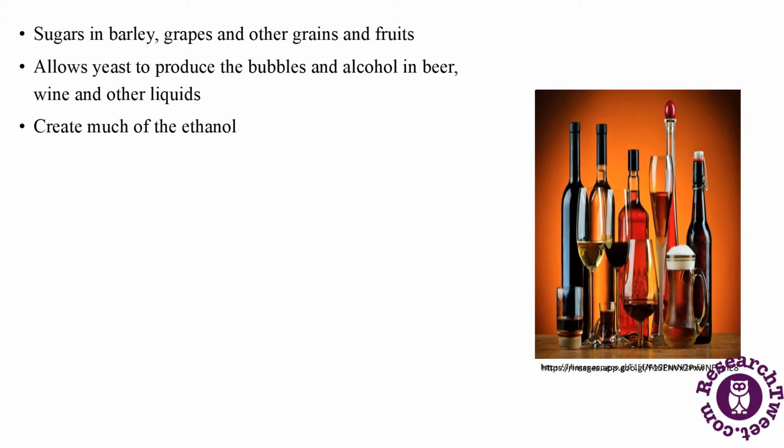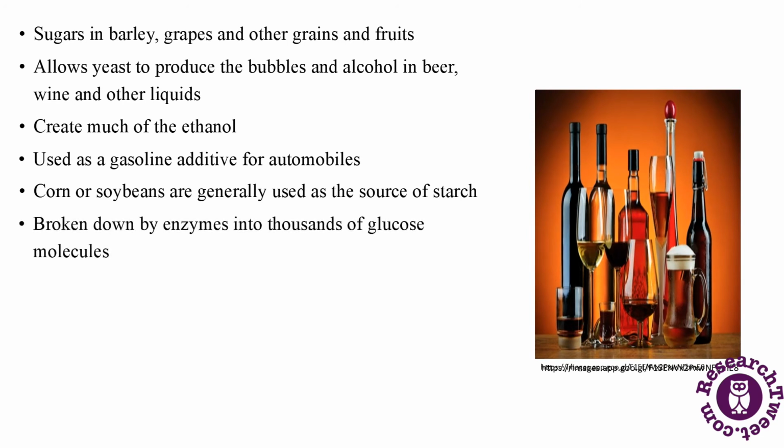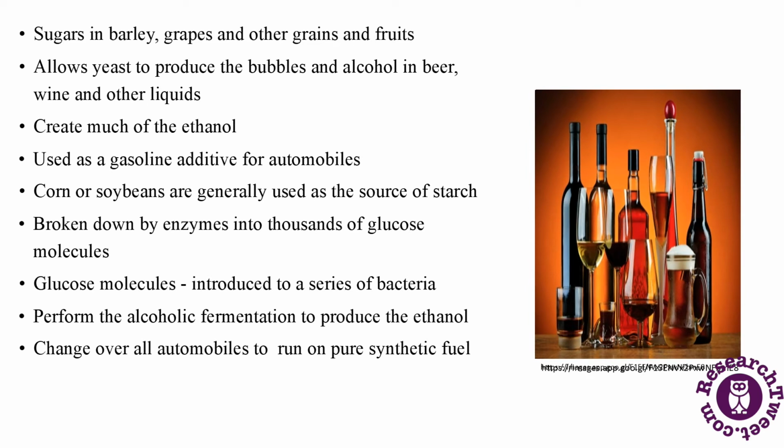This process is used to create much of the ethanol that is now being used as a gasoline additive for automobiles. Corn or soybeans are generally used as a source of starch that is then broken down by enzymes into thousands of glucose molecules. These glucose molecules are then introduced to a series of bacteria that perform alcoholic fermentation to produce the ethanol. The idea is to eventually change over all automobiles to be able to run on pure synthetic fuel. Therefore, the alcohol fermentation equation is: glucose is converted into alcohol plus carbon dioxide plus energy.